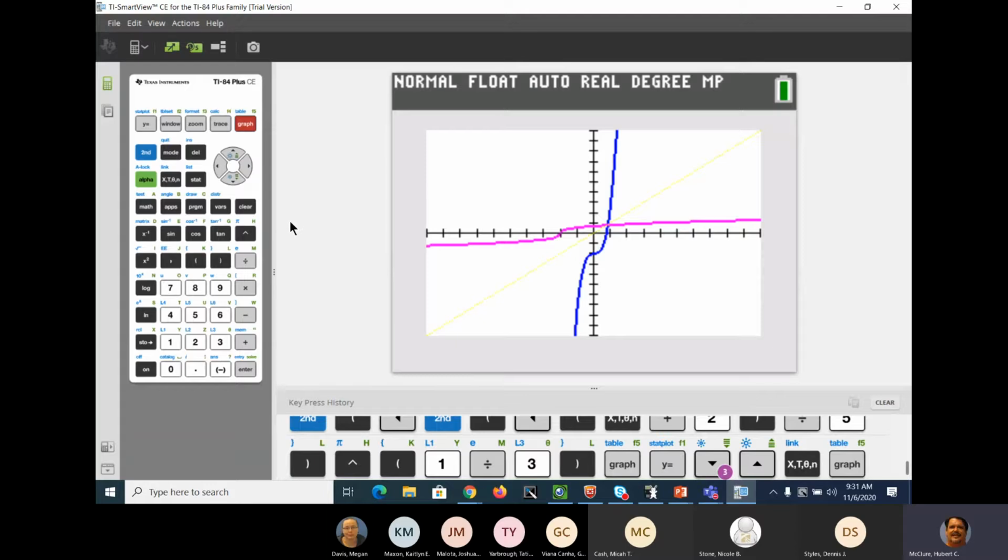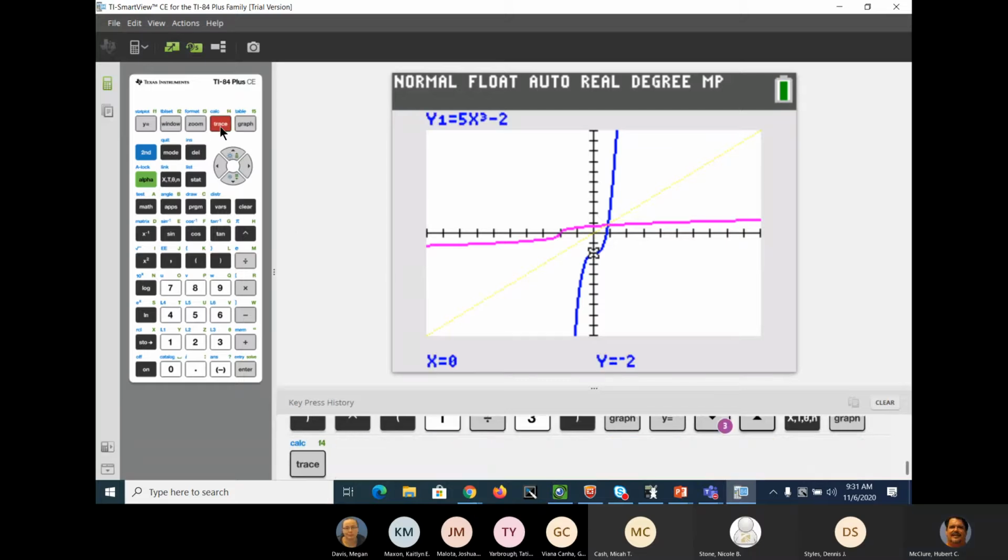So let's pick a point. I'm going to hit trace. There's a good point right there. So for the blue, I'm picking 0, -2. So therefore, for the pink, when I go to x is equal to -2, I should hit 0. So let's look and see. There it is. So let's go to x is equal to -2. It's still on trace. Yep.